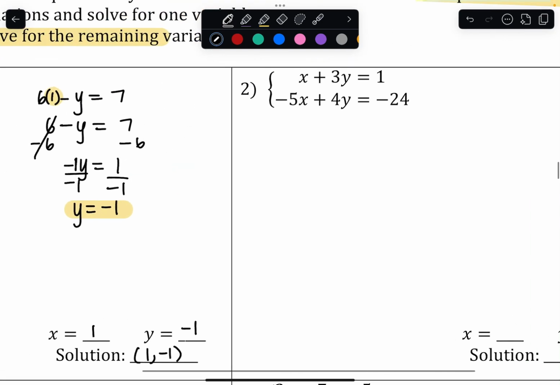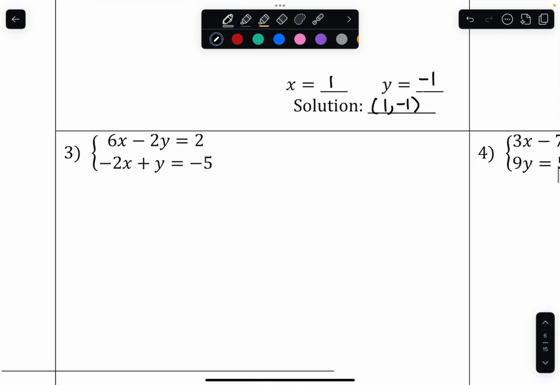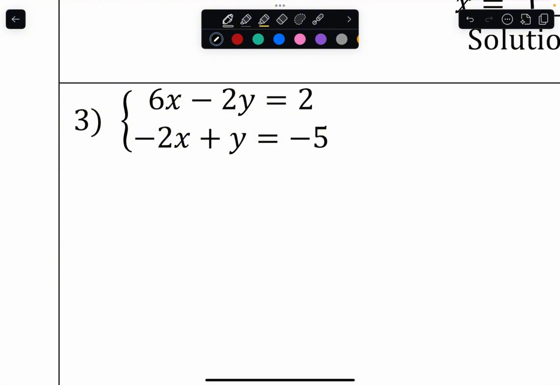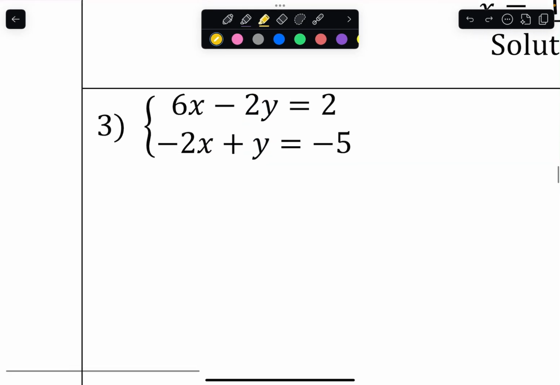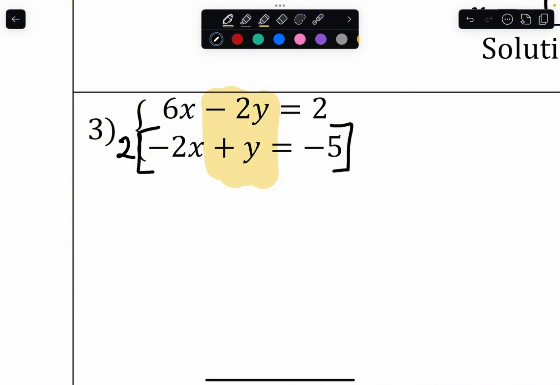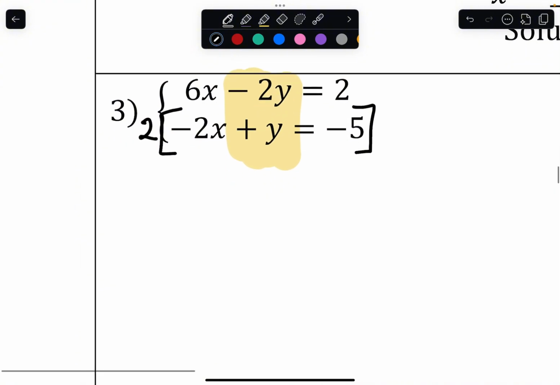Okay, let's look at number 3. Here, my x's aren't a 0 pair, my y's are not a 0 pair. And so what we can do is, let's focus on the y's. You can pick either one. But look at how we have a -2. If I had a 2 right here, I would have a 0 pair. But I can't just put the 2 there. I have to do it to the entire equation. So I'm multiplying the entire bottom equation by 2.